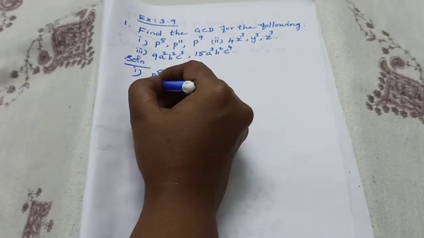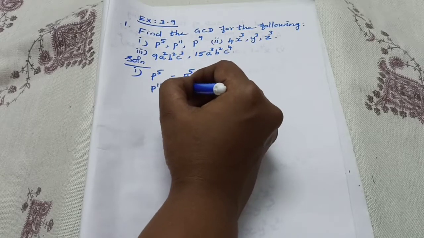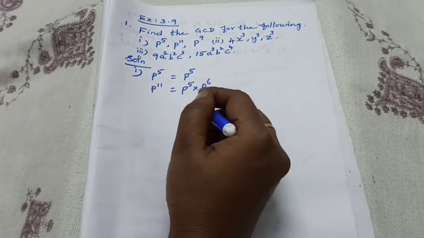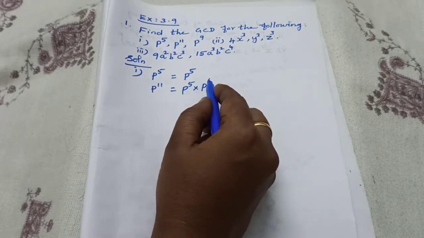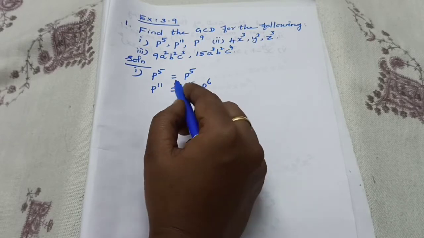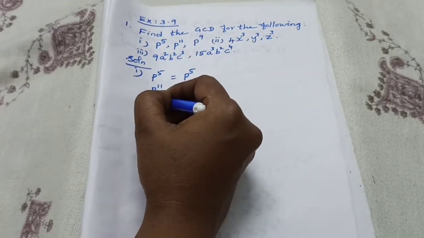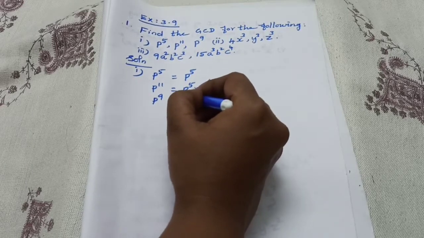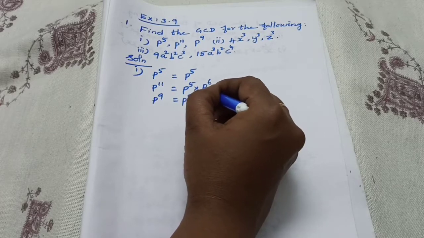And then p power 11 is equal to, this one we can write as what? P power 5 into p power 6. Shall we write? Bases are equal means then powers we can add, isn't it? Both bases are p, then if we add powers we will get 11. This one p power 9, how can we write, you say? P power 5 into what? Very good. P power 4, isn't it?